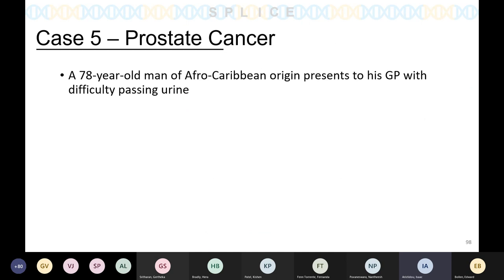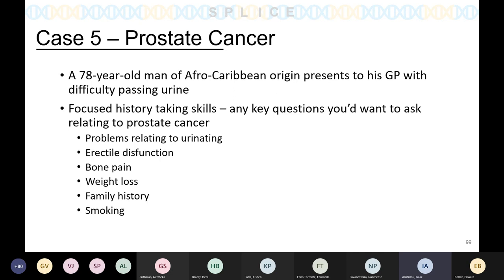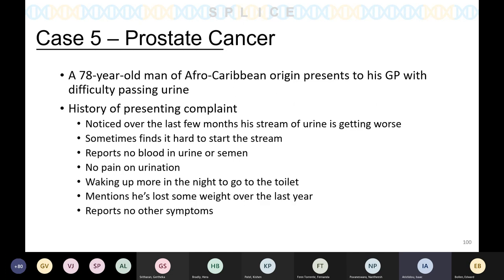Okay, so we'll move on to the prostate cancer case. A 78-year-old man of African origin presents to his GP with difficulty passing urine. Focus history taking skills relating to prostate cancer. So I've mentioned here your LUTS, problems relating to urinating, any erectile dysfunction, bone pain, because it classically metastasizes to the bones, weight loss, is there a family history, smoking can increase your risk.